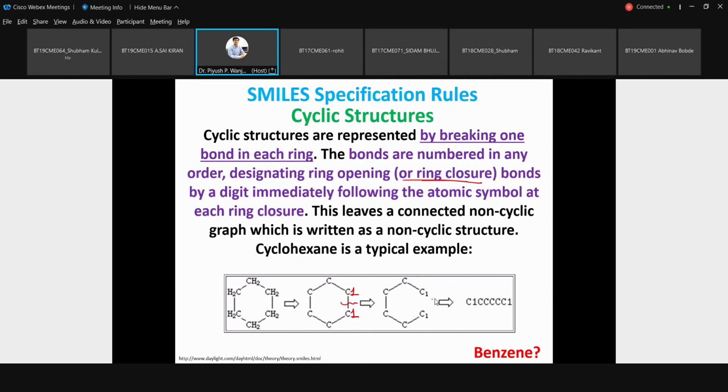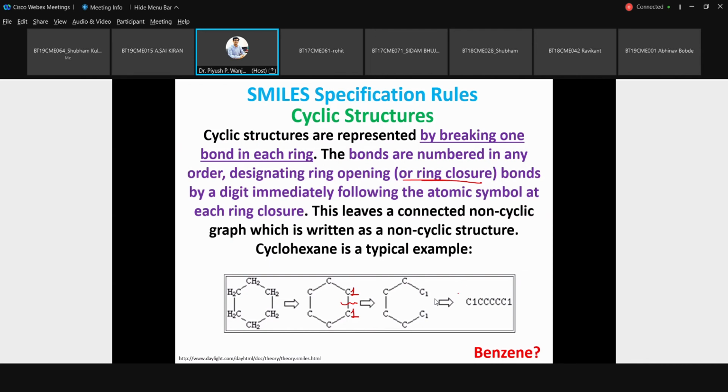Then what you have to do, this leaves a connected non-cyclic graph, which is written as a non-cyclic structure. So you just simply start reading the structure from one open end to the other open end. So it will become C1 CC C C1, or from the opposite side also it will come to the same. Fine, any doubt here?